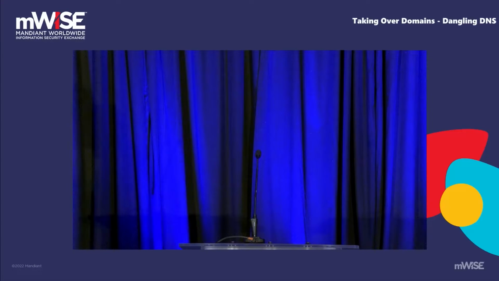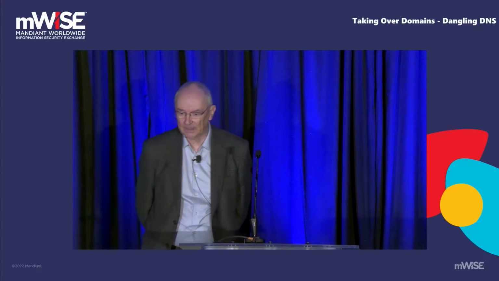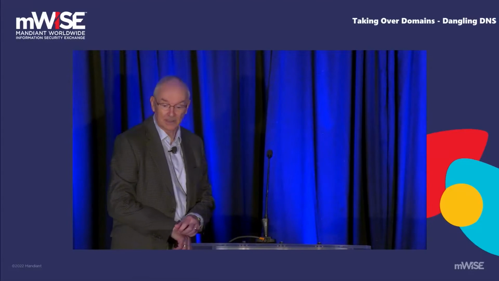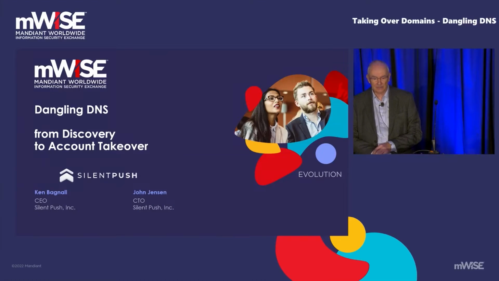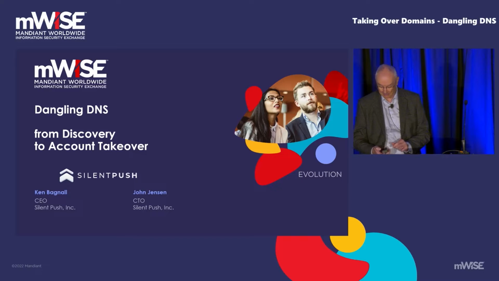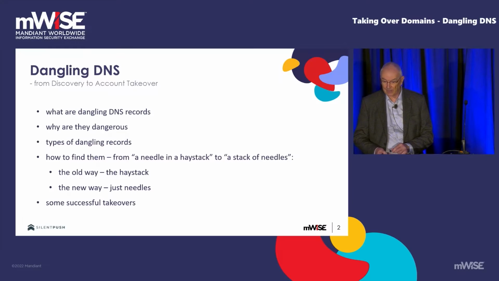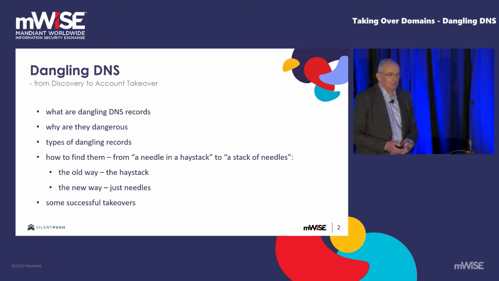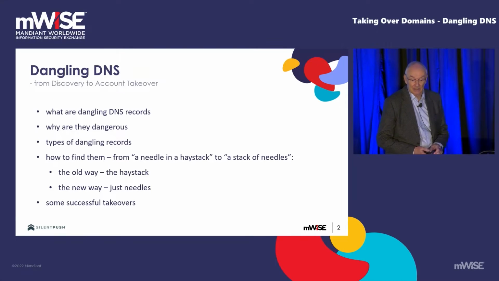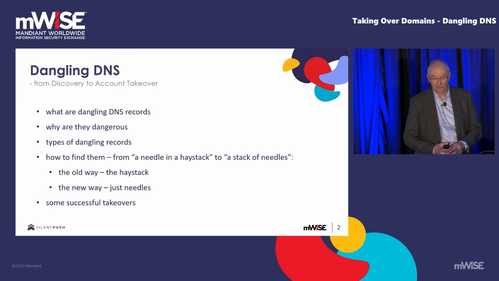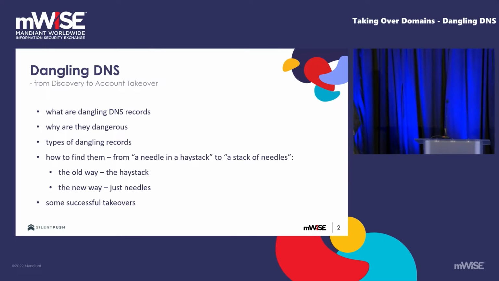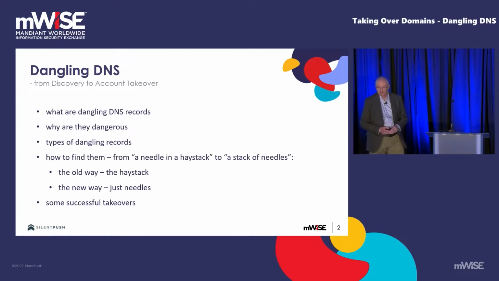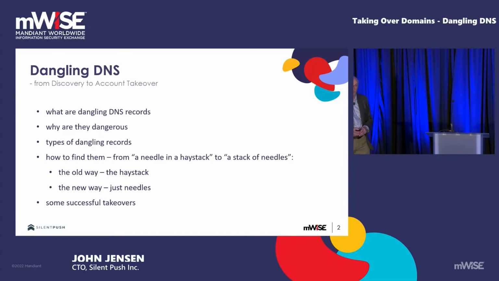Okay. Thank you. So dangling DNS is the topic, and dangling DNS is a wide range of things, but I think the main thing about it is that it's underestimated as a problem. So we're going to have a look at some of the reasons why this is actually a problem that we shouldn't underestimate and what the consequences are of these things. So we'll be looking at what dangling DNS records are, why they're dangerous, the different types that we can find, and then how to find them, and some of the things that we can do with them once we have them.